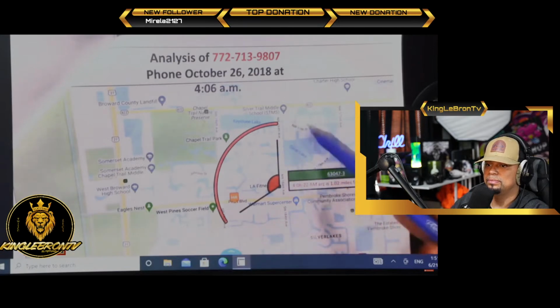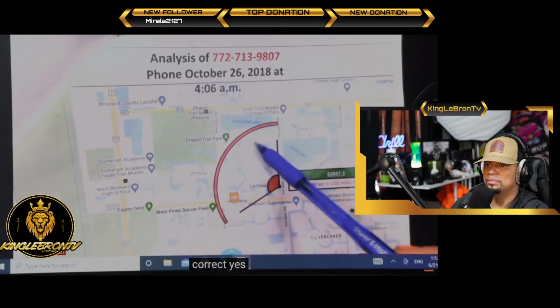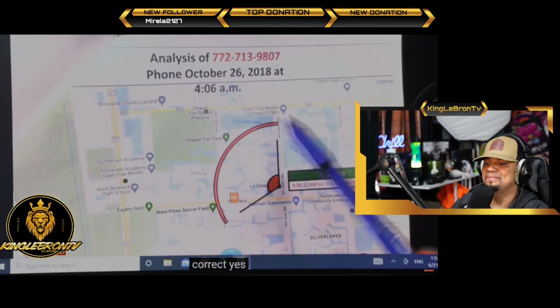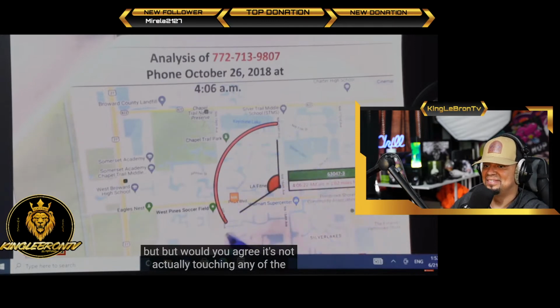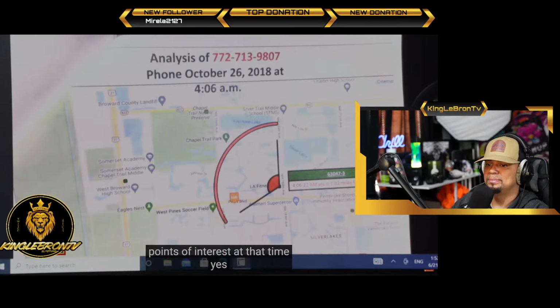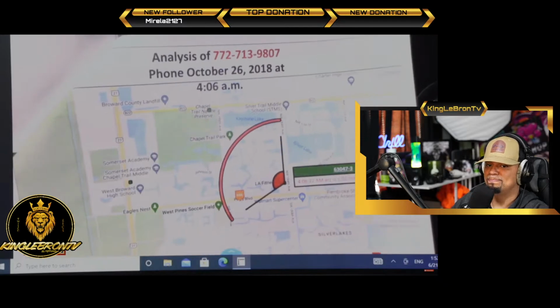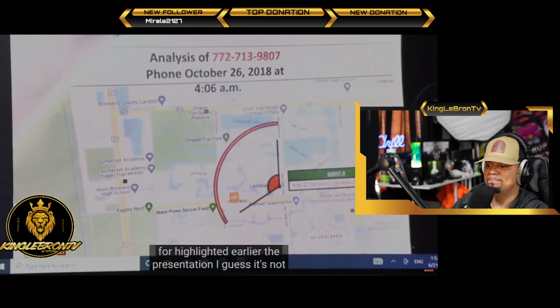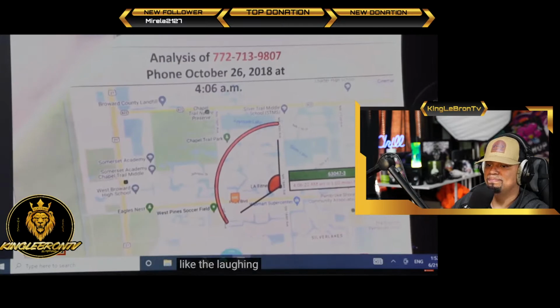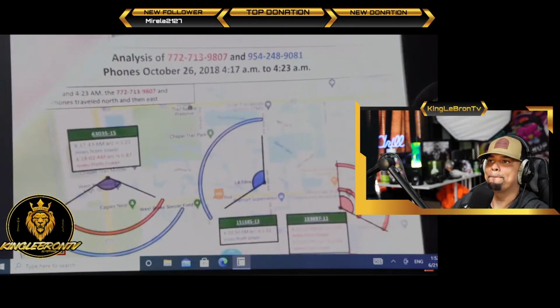So, page 14 of your report, you say that phone number 9807 is within this area, correct? Yes. But would you agree it's not actually touching any of the points of interest? At that time, yes. If you mean the locations that were highlighted earlier in the presentation, then yes, it's not overlapping the Montessori Academy or any other place at that time. Okay, let's turn to page 16 of your report.